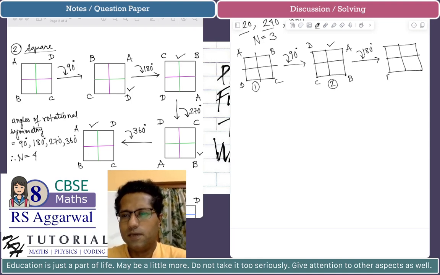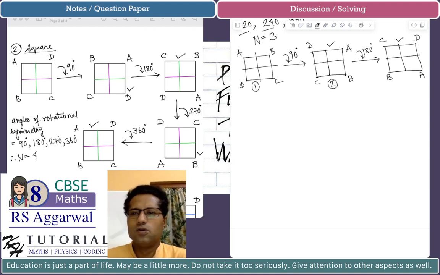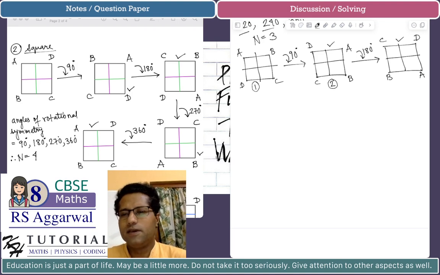So this will be B, this will be A, this will be C, and this will be D, and it is looking exactly the same as the square in position 1. So 90 degrees is an angle of rotational symmetry, then 180 degrees is another angle of rotational symmetry. Now remember that whenever I am drawing an arrow and above that I am saying 180 degrees, it means that the figure in position 1 has been rotated by 180 degrees.